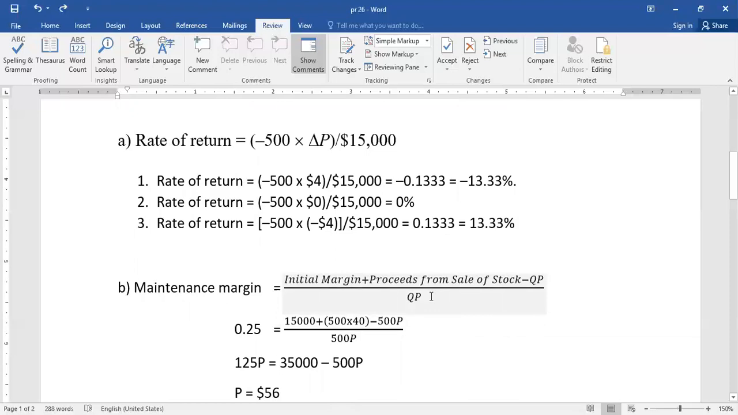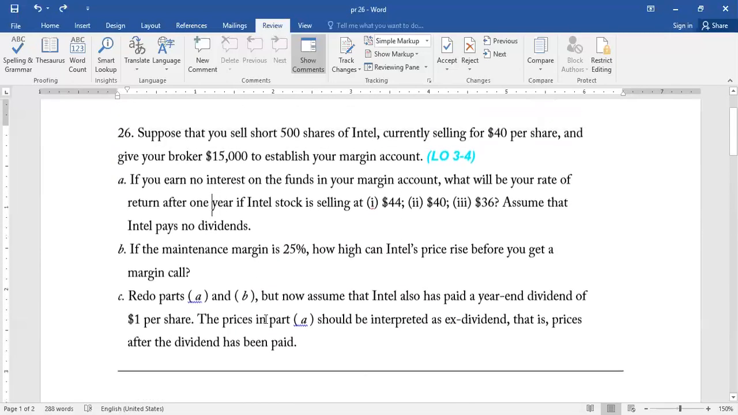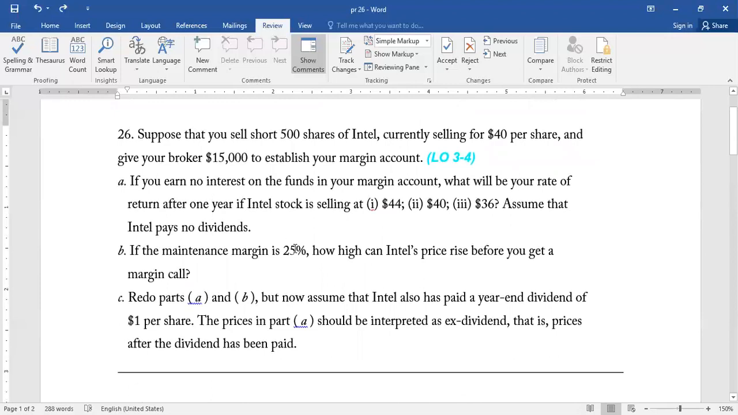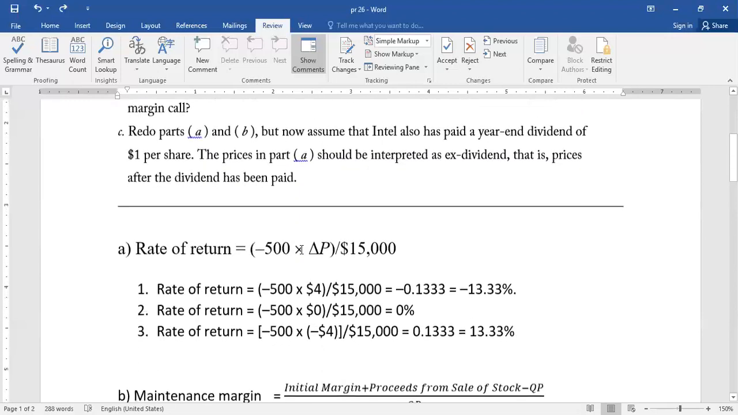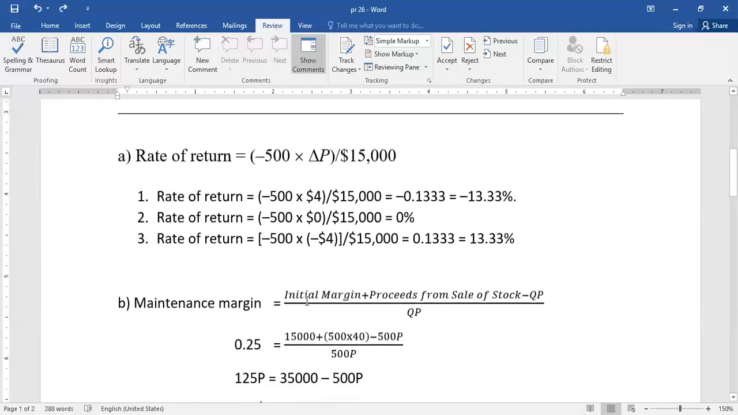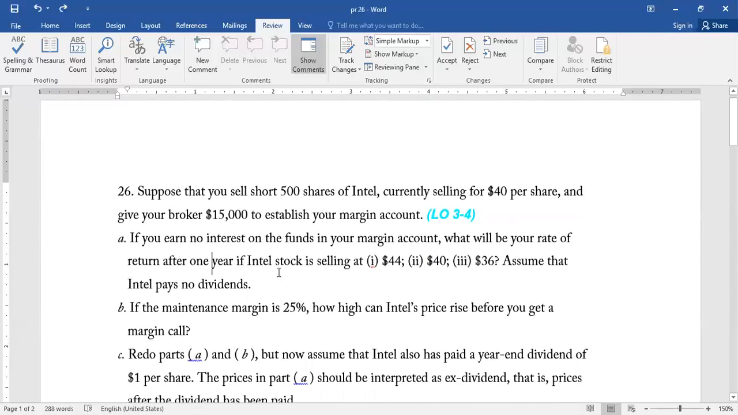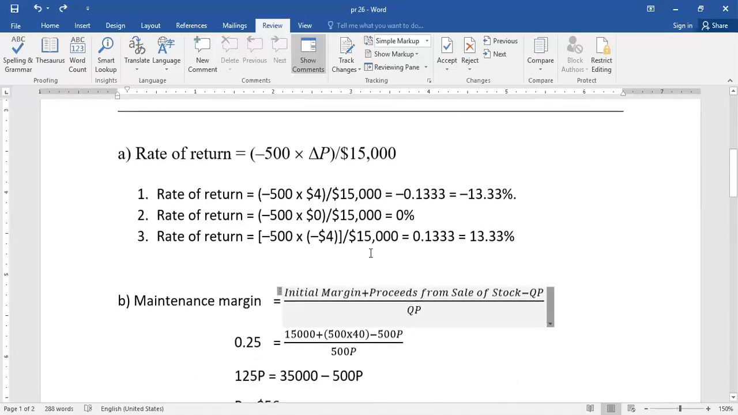So I'll replace everything I know and leave one unknown. So I know that my maintenance margin is 0.25. How do I know that? They told me the maintenance margin is 25%. 25% is 0.25. All right. My initial margin, it's in the given. The given says you give your broker $15,000 to establish your margin account. So my initial investment was $15,000. All right. I add to that the proceeds from the sale of the stock.